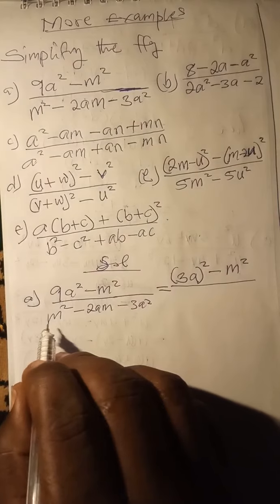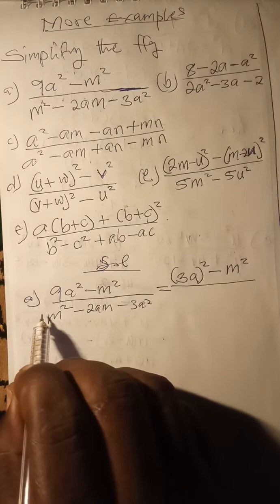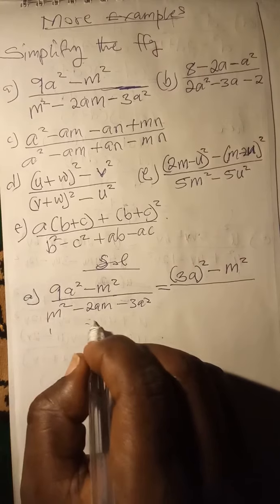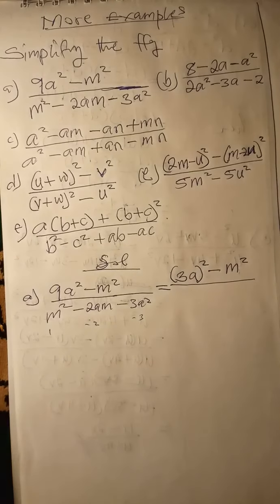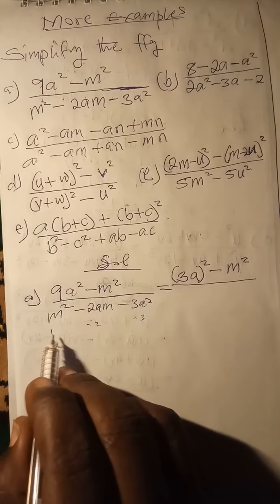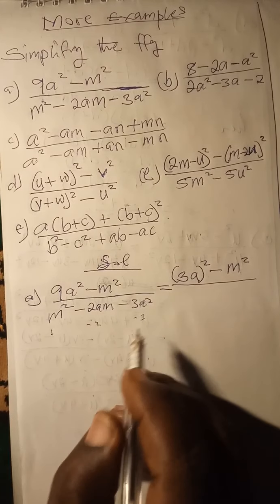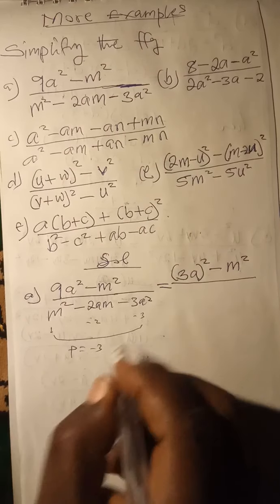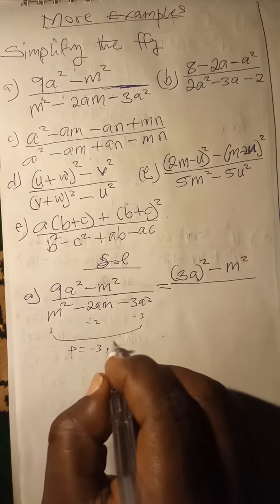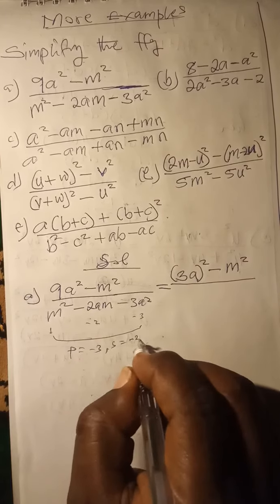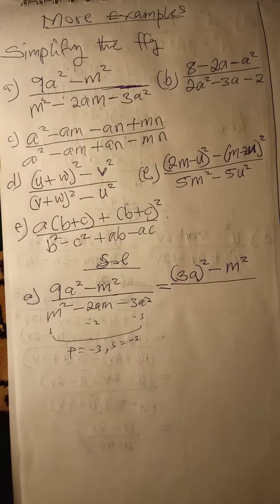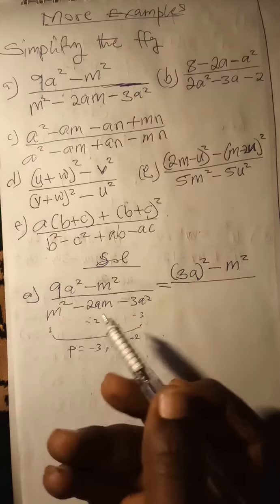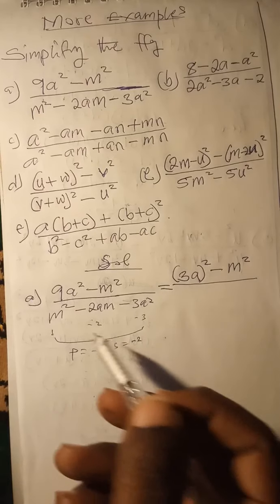So what are the coefficients here? The coefficients are 1, minus 2, minus 3. Now I am looking for two numbers whose product is this times this. 1 times minus 3 is minus 3. The product I'm dealing with is minus 3, because 1 times minus 3 is minus 3, and the sum is equal to minus 2. What are those two numbers? Clearly they are 1 and minus 3. These are the only numbers I can multiply to get the product, and add to get the sum.